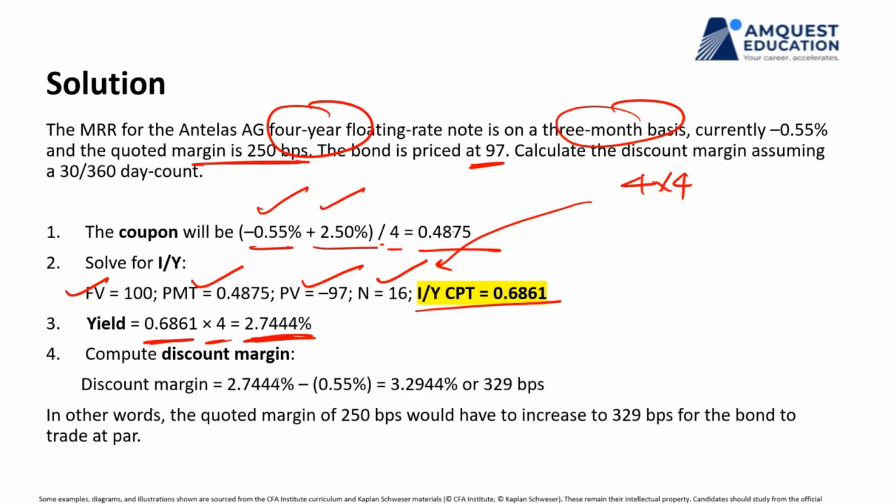Discount margin therefore is the yield to maturity, or the yield typically, minus your coupon rate here. 2.744 minus 0.55%, and that is minus of minus 0.55%. Okay, please remember it's minus of minus 0.55%, effectively gives you a 3.294% discount margin. Simple. The quoted margin of 250 basis points would have to increase to 329 basis points for the bond to trade at par. You will have to give me this much discount, then only the bond will trade at par value.